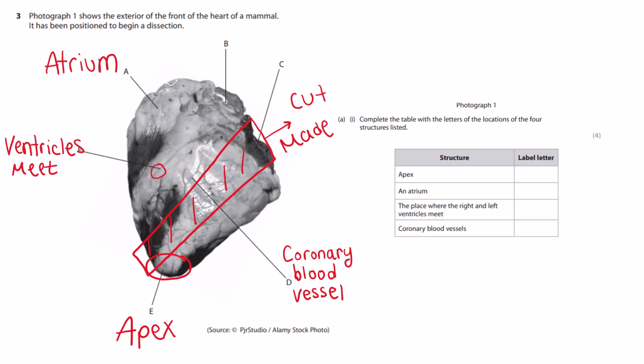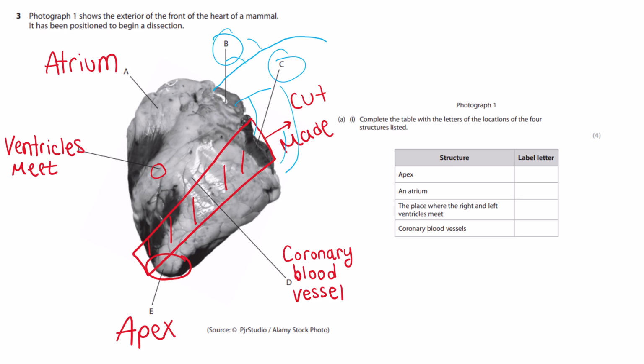Okay, question 3. Photograph 1 shows the exterior of the front of the heart of a mammal. It has been positioned to begin a dissection. Okay, so over here, B and C are pretty tricky to find out. However, thankfully, they didn't ask you about it, because usually the heart, if it's not cut by a butcher or something, there's going to be other tubes going out of it. So I reckon that one tube is the aorta and the other tube is probably the vena cava.